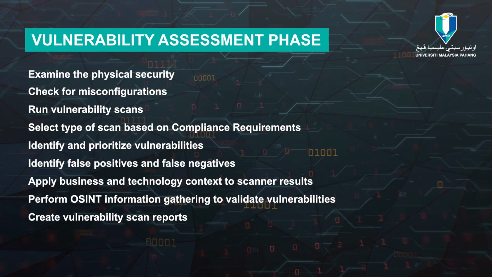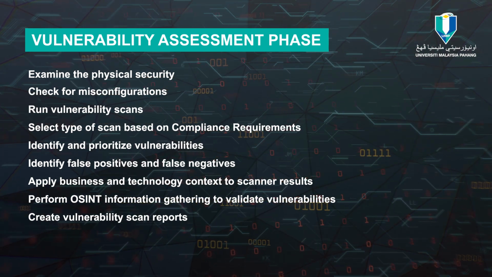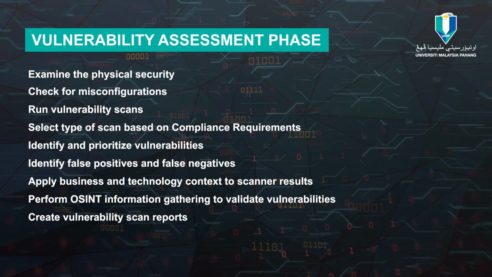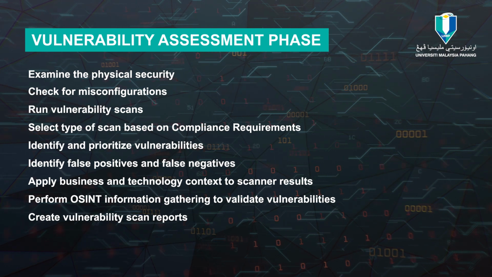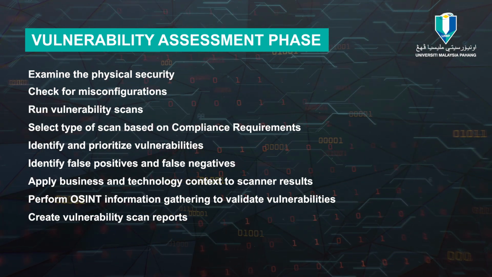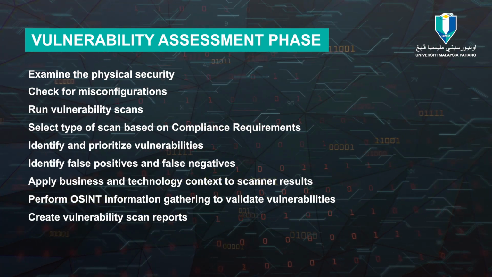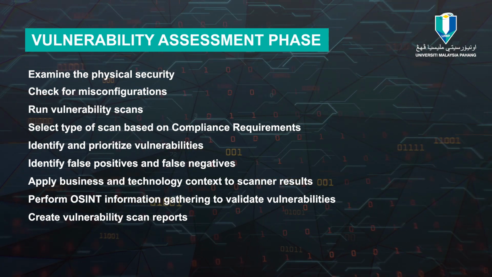Number 6, identify the false positives and false negatives. Number 7, apply business and technology context to the scanner results. Number 8, perform OSINT information gathering to validate the vulnerabilities. Number 9, create the vulnerability scan report.